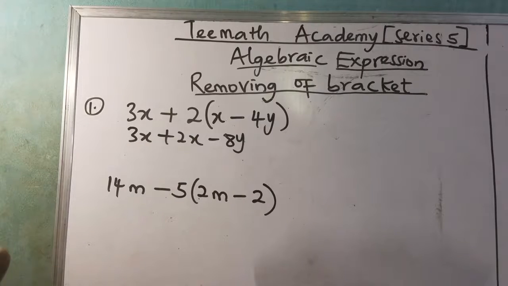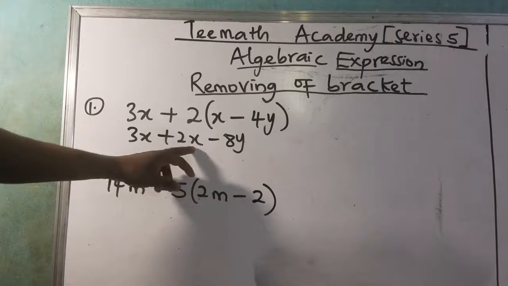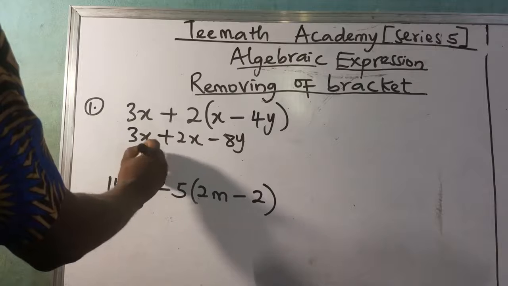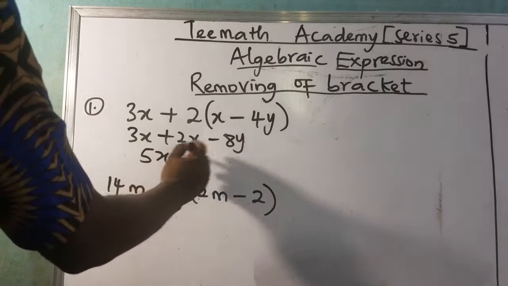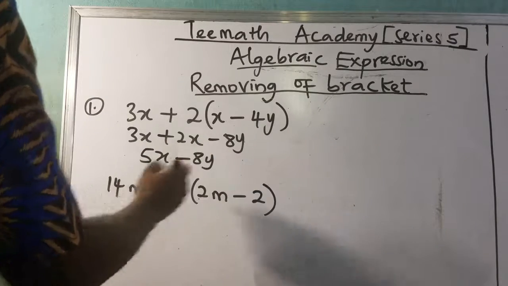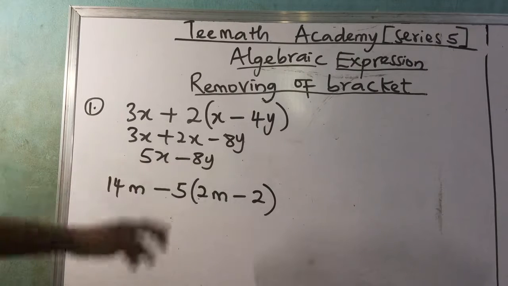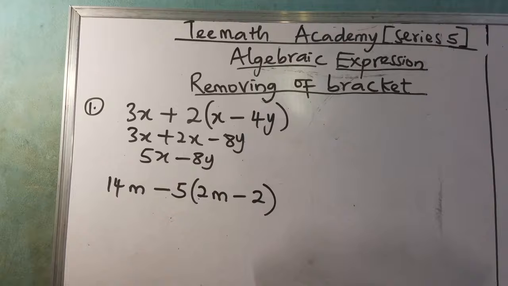Now you can add them because they are the same variables and equal powers. So 3x plus 2x, that is 5x. Then how about this? Minus 8y. There are some students here that will say 5x minus 8y is 3xy. It is very wrong.